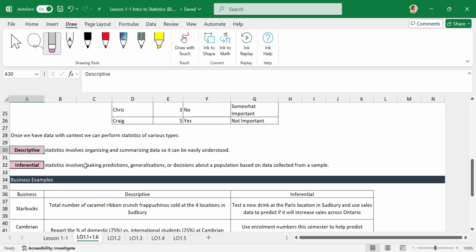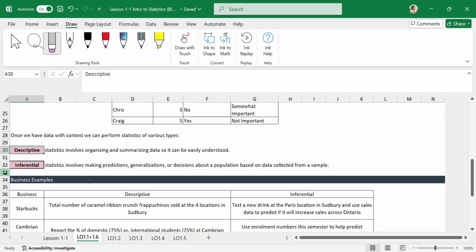So putting your data into a table, making a chart for it, like a pie chart or a bar chart, calculating a percentage, calculating the average, calculating the standard deviation. These are all values we're going to learn to calculate, or charts we're going to learn to create in the course. And any kind of organizing or summarizing of your data is considered descriptive statistics.